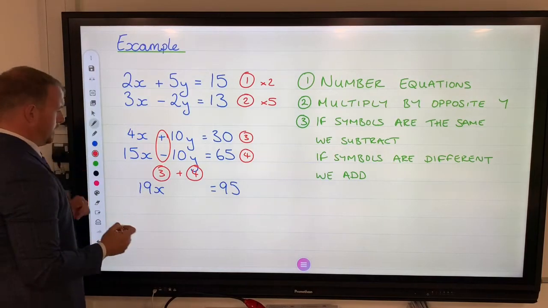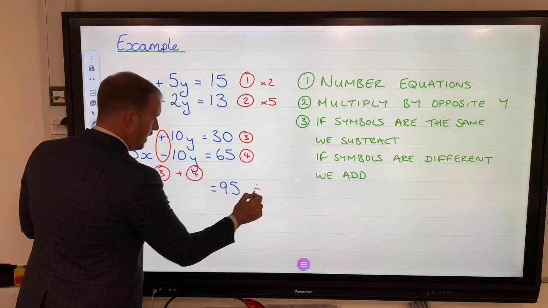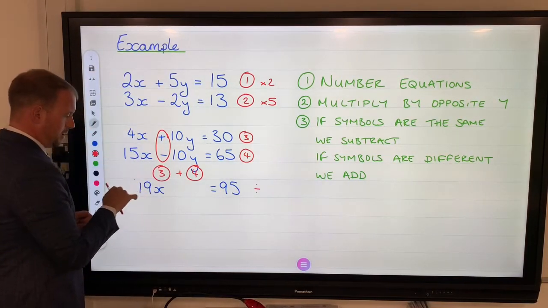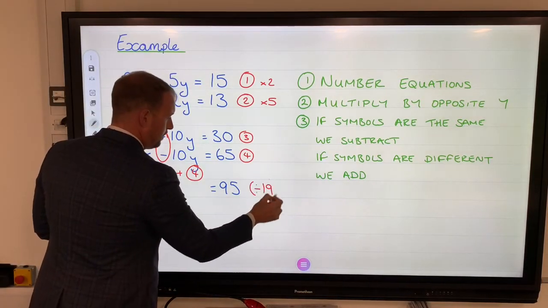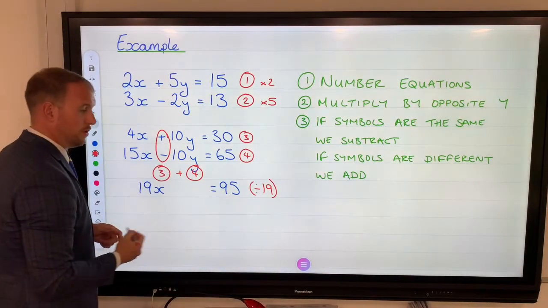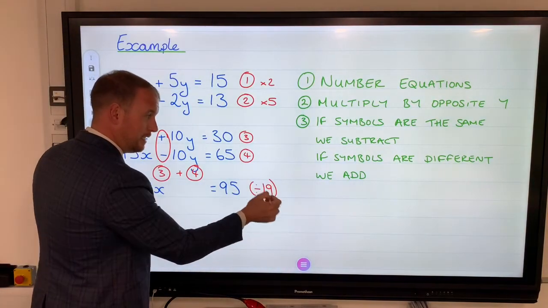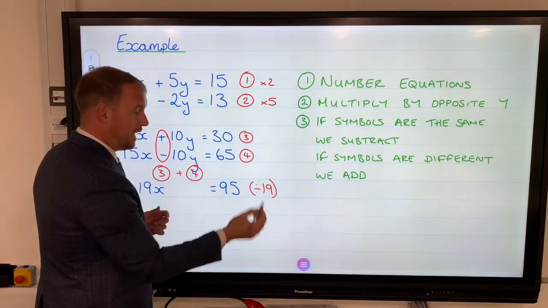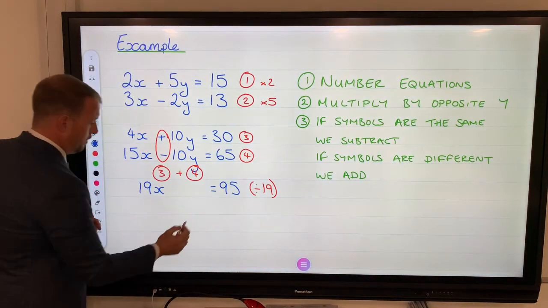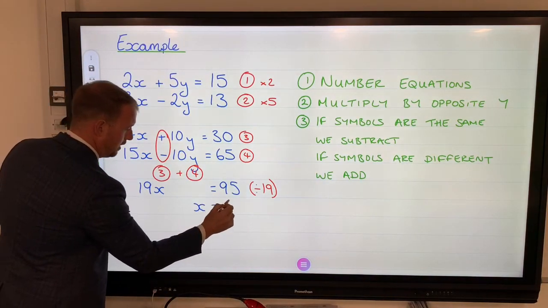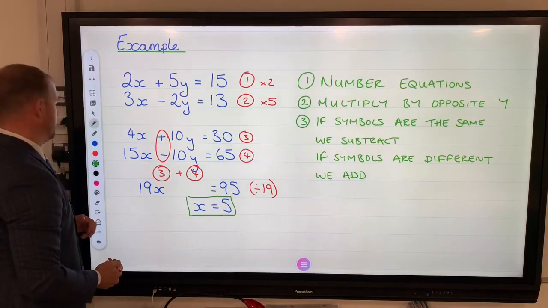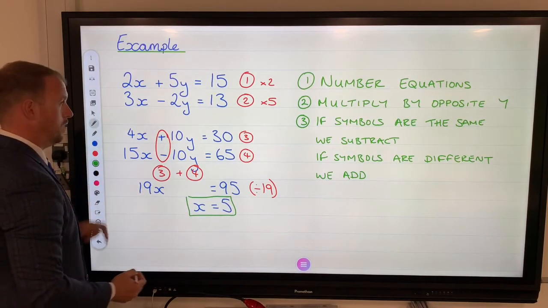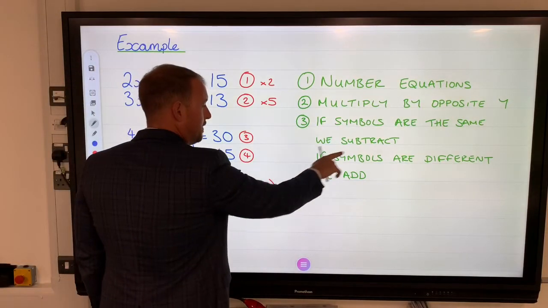Now, to get x by itself, I need to divide by this coefficient here. So I'm going to divide by 19. Now, if you don't know the 19 times table, you could just write it on the side, 19, add 19 for 38, add 19, etc. And you will realise then that x equals 5. So, if symbols are the same, we subtract. If they're different, we add.